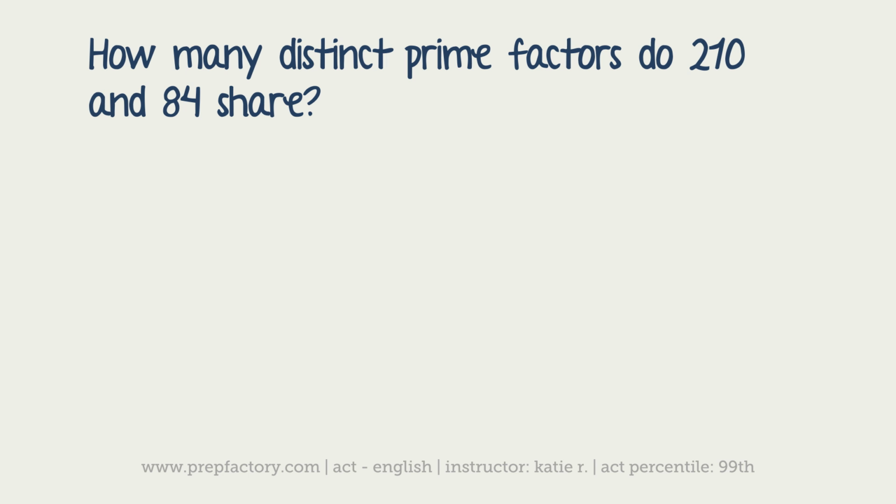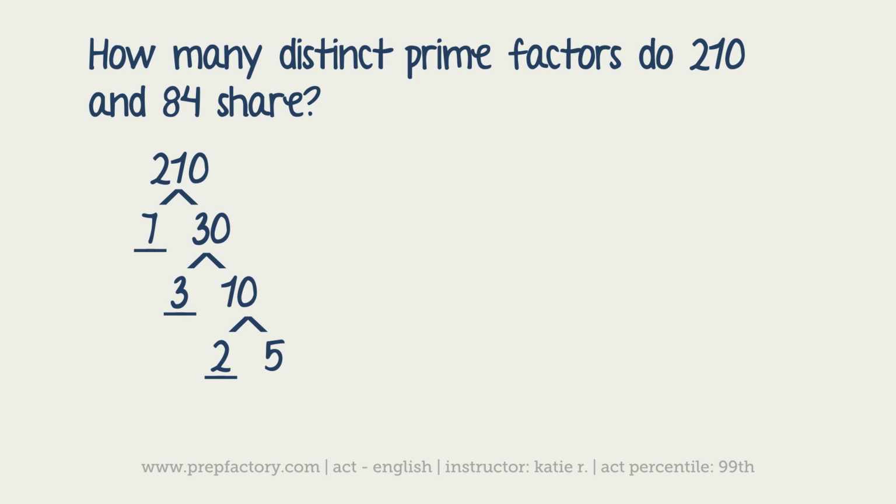What we would do here is start with either number, but 210 was the first one, so I'm just going to start there, and you start doing your factor tree. Because I know that 21 is just 7 times 3, I know that 210 is 7 times 30. Then I know that 3 is also a prime factor, so I'm going to take that out, and I'm left with 10, which is 2 times 5. So 210 has 4 distinct prime factors: 7, 3, 2, and 5.